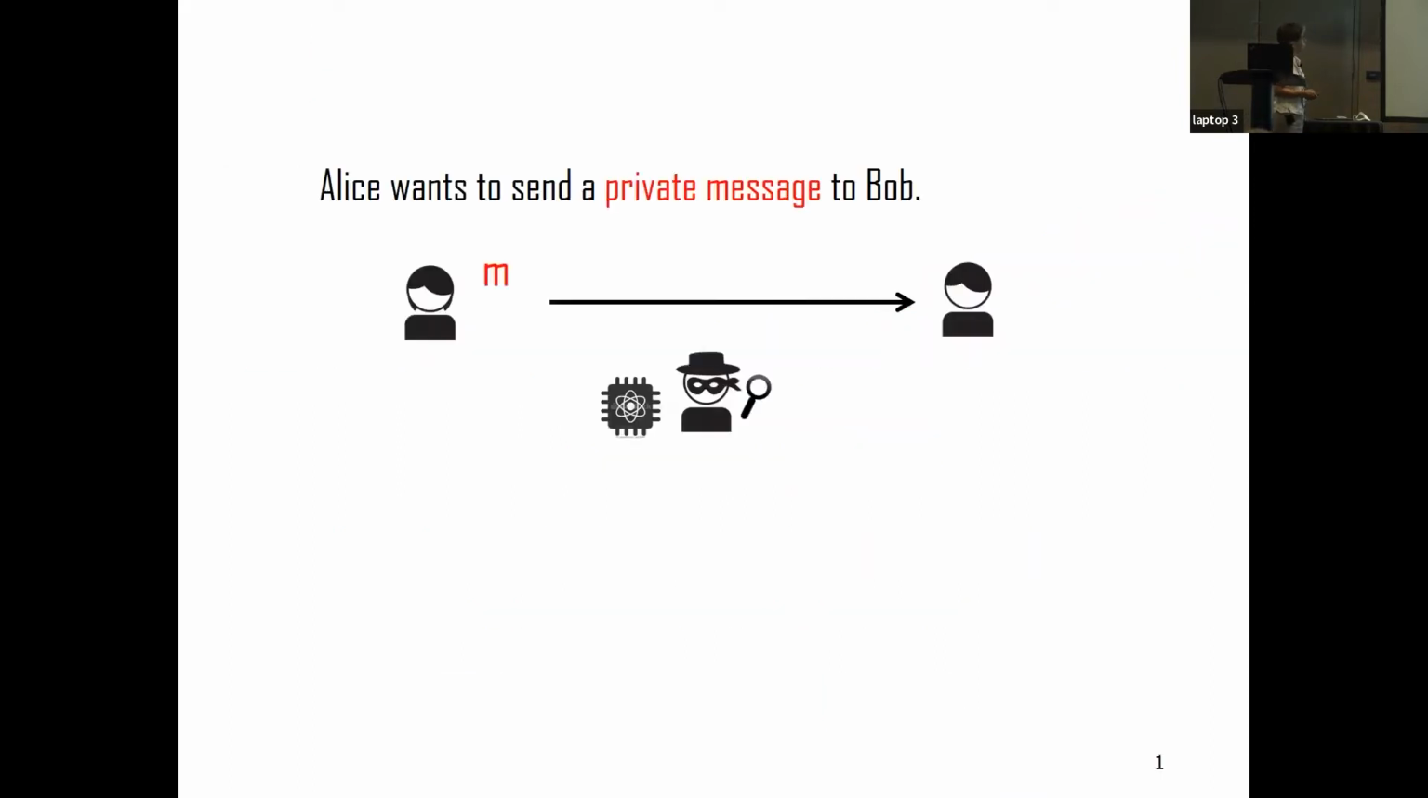So the basic problem is the problem of secure message transmission. Alice wants to send a message to Bob, and the channel is eavesdropped by an adversary. The adversary can be active or passive, but it has access to quantum computers, so it can do any computation that is doable by quantum computers and even beyond that, because we are looking at information theoretic security.